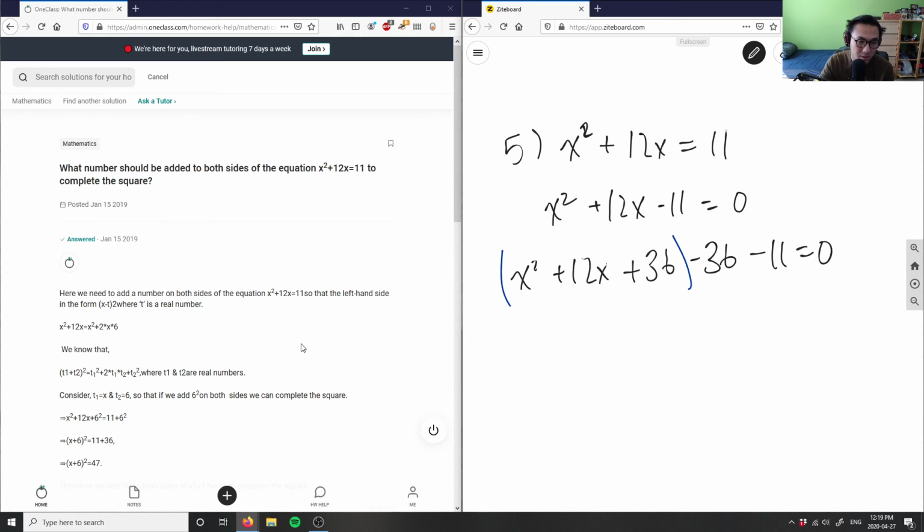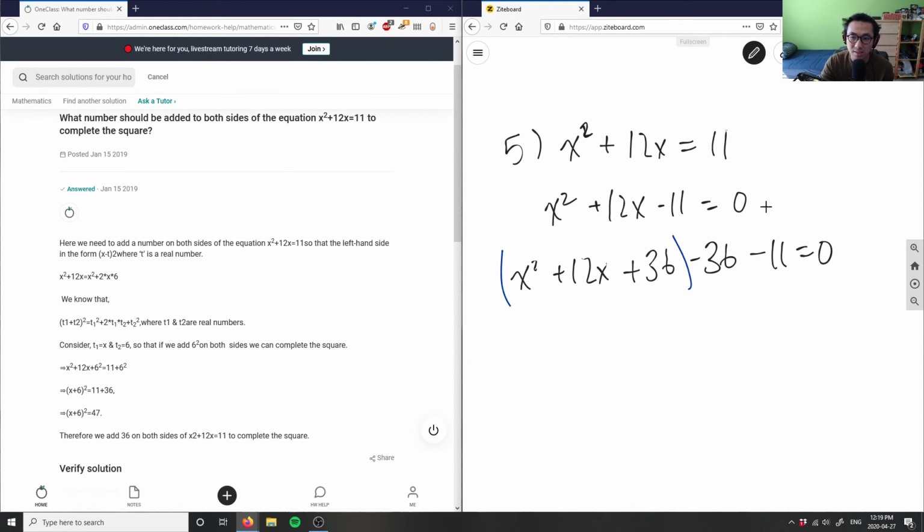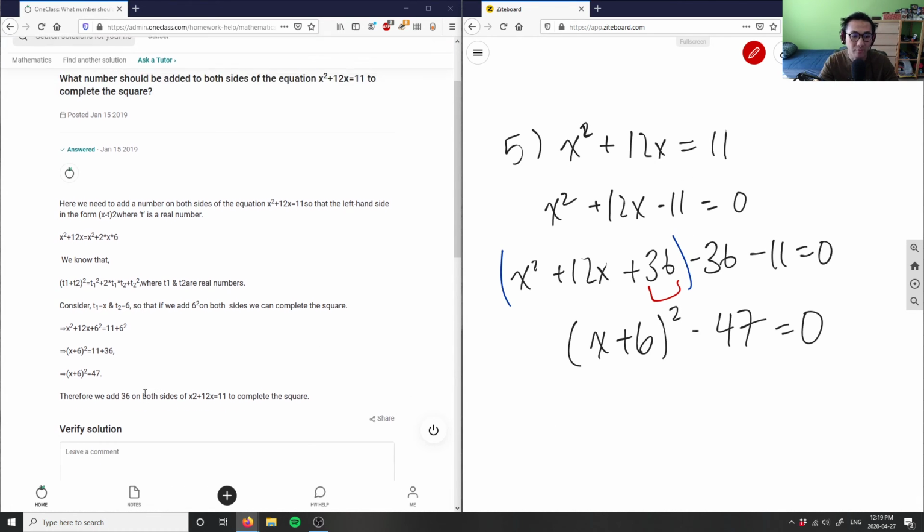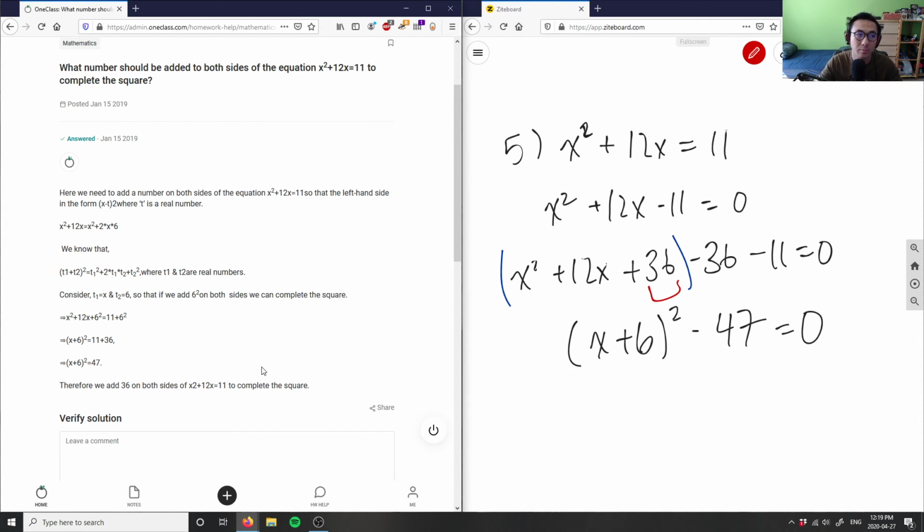I'm going to solve for this anyway, but the answer is already 36. That's the number to be added to both sides to complete the square. Again, I have x squared plus 12x plus 36. This is a perfect square trinomial, so I know this is x plus 6 squared. And then I'm left with negative 36 minus 11, which is negative 47 equals 0. So this is my vertex form, and I've successfully completed the square. If I want to complete the square, I'm simply adding 36 to both sides of the equation. So 36 is our answer, and they have here, therefore we add 36 to both sides to complete the square. This solution is correct.